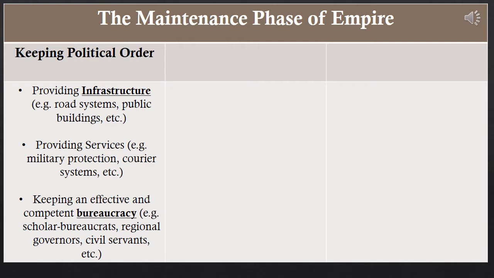In the early modern period, political elites would also employ methods and administrative techniques to keep political order in their empires.